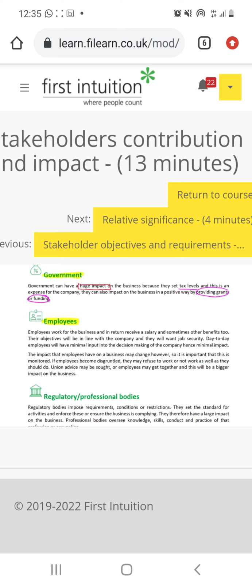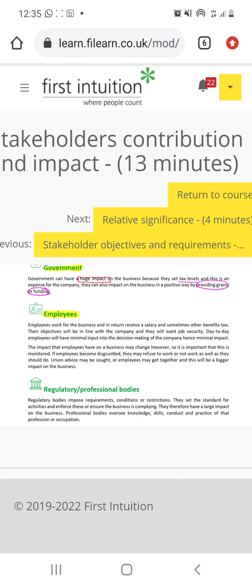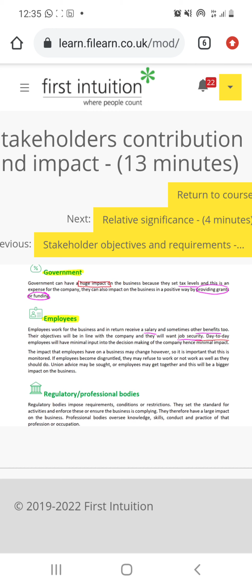In terms of our employees, they work for the business. In return, they will expect a salary. Sometimes other benefits too, for example, a pension or a bonus or medical care. They'll also want job security. Day to day employees will have minimal impact, minimal input into the decision making of the company. So, individually, minimal impact.